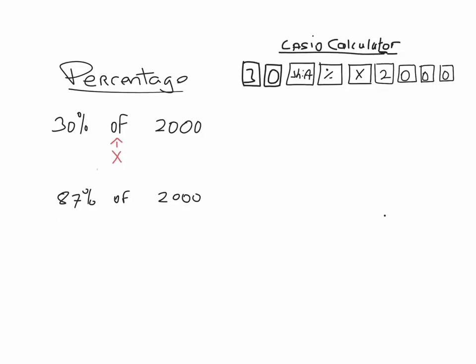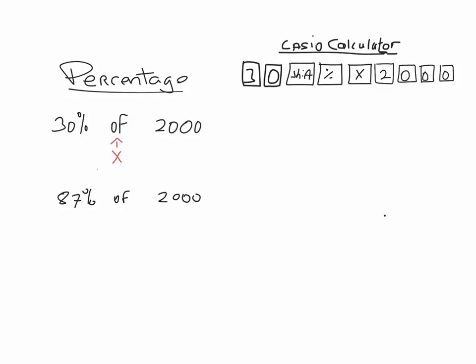Okay, so let's look at the most basic example. You're asked to get 30% of 2000. Now, there's lots of different ways you can do this. I'm just going to recommend a few. If your teacher does it a different way, don't worry about that. All of these methods are perfectly valid. You can pick whichever one suits you.